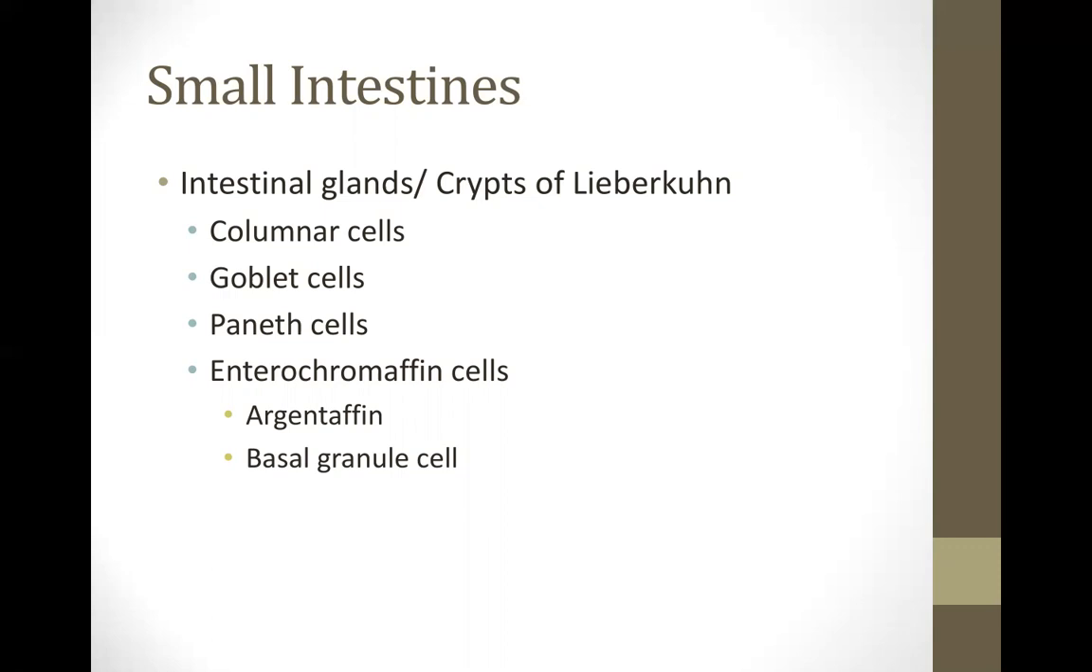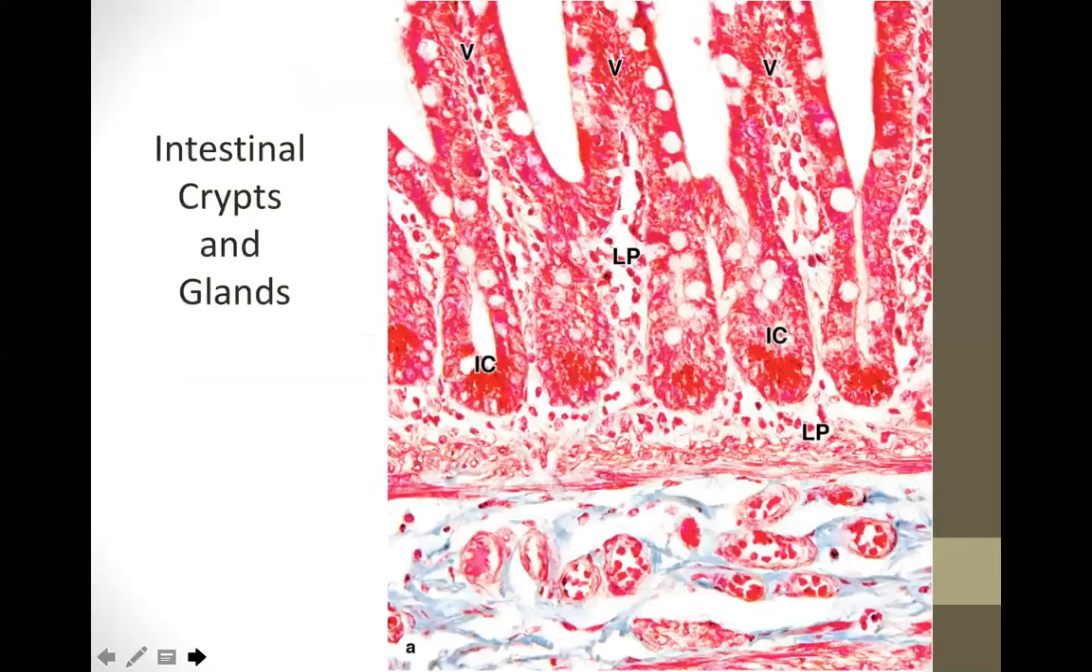You also have goblet cells, your Paneth cells, and your enterochromaffin cells, which will be discussed in a while. Kung ano itsura ng Paneth cells na yan. Okay? Now, intestinal crypts or crypts of Lieberkühn or intestinal glands, they're the same. Look at this picture. If you notice, this is, as I mentioned, the villi sa lumen. Tapos, ito ang plica circularis in the small intestine.